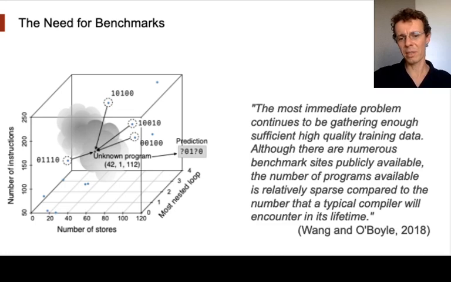Wong and O'Boyle summarize the problem well in their recent survey about machine learning in compiler design. The most immediate problem continues to be gathering enough high-quality training data. Although there are numerous benchmark suites publicly available, the number of programs available is relatively sparse compared to the number that a typical compiler will encounter in its lifetime.